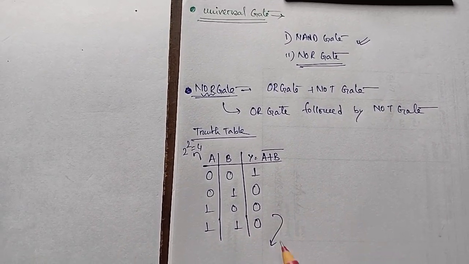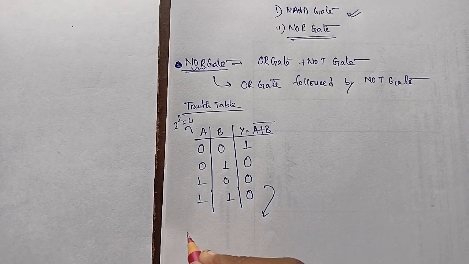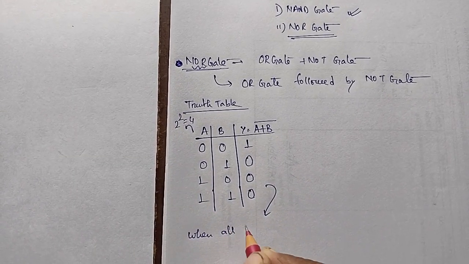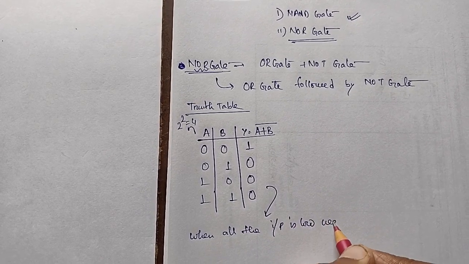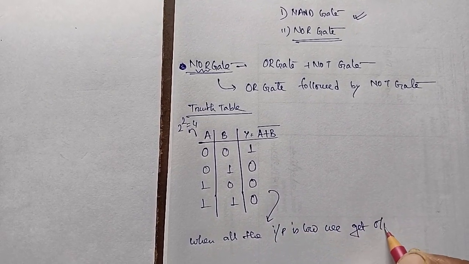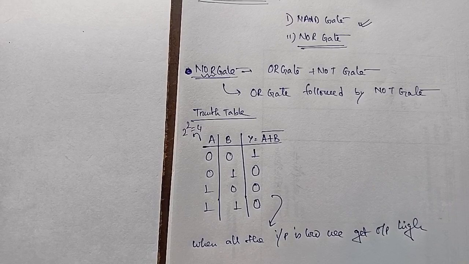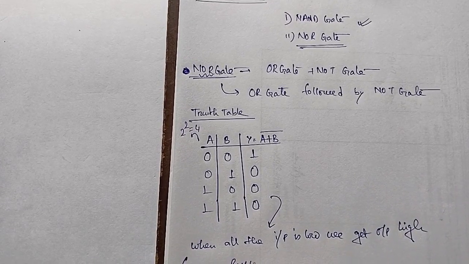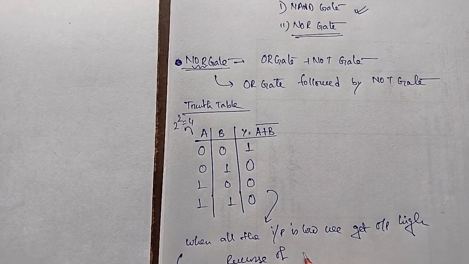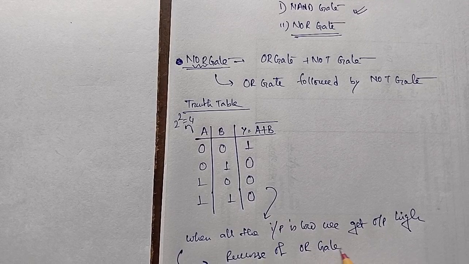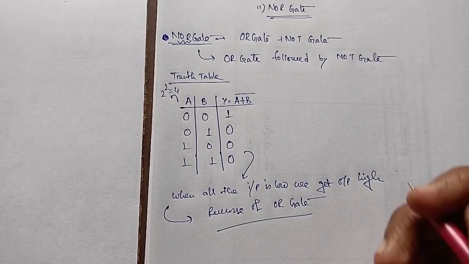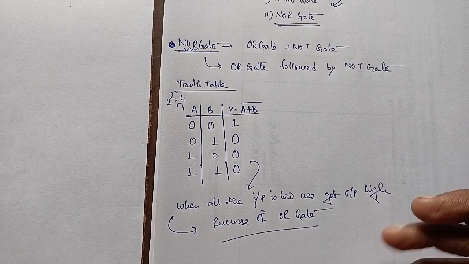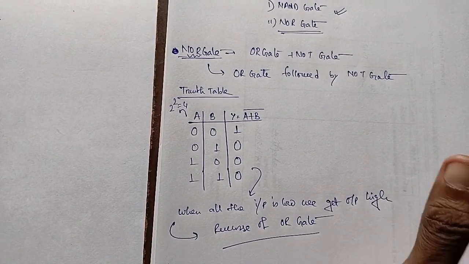So from this expression we can say that when all the inputs are low, we get the output as high. This is the reverse of the OR gate logic. When all the inputs are low, the output is high.